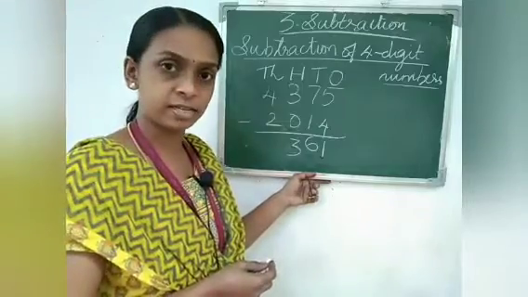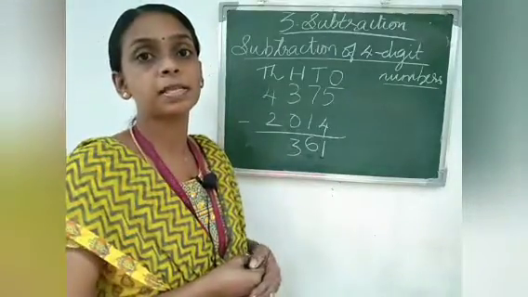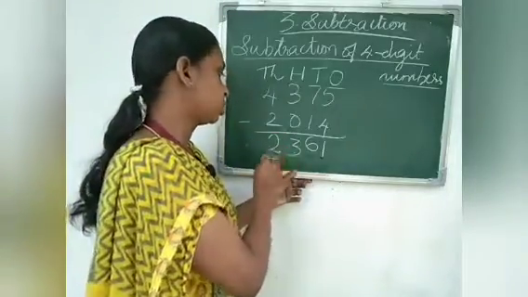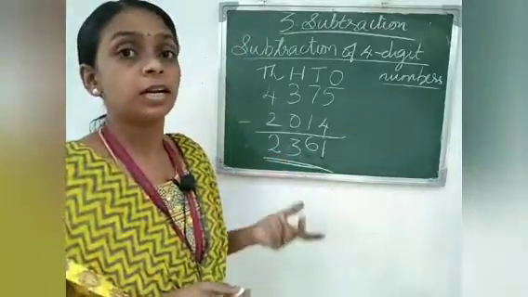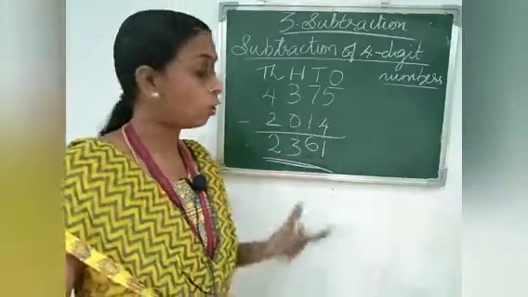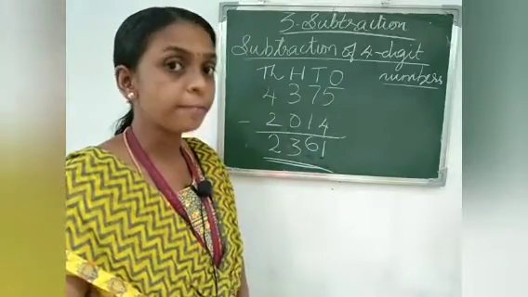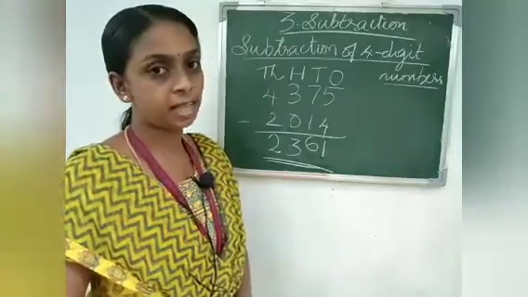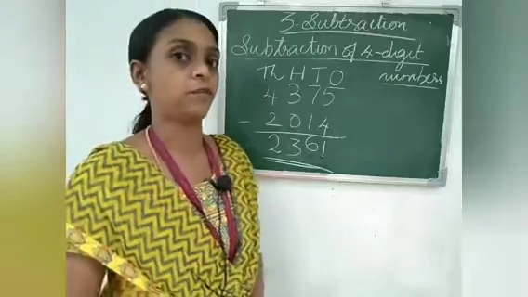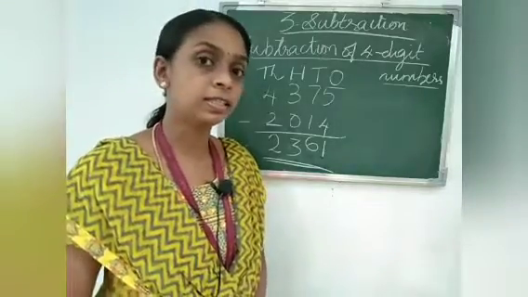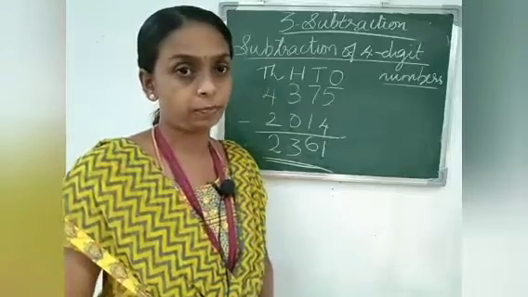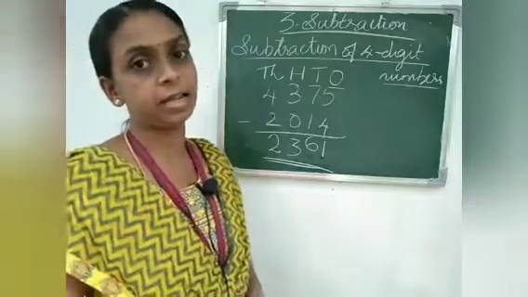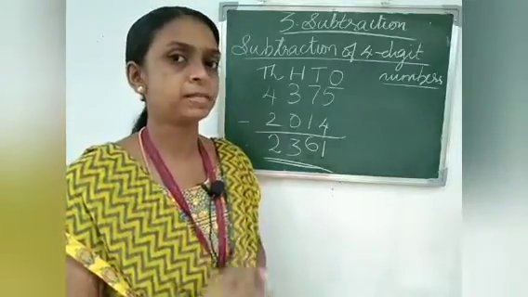Next, the thousands place. The numbers in the thousands place are 4 and 2. 4 minus 2 is 2. So what is the answer? 2361. All of you read the answer. This is the answer of 4375 minus 2014. This is the subtraction of 4-digit numbers without regrouping. We start the subtraction from the ones place, and write the answer in the tens place, hundreds place, and last the thousands place.